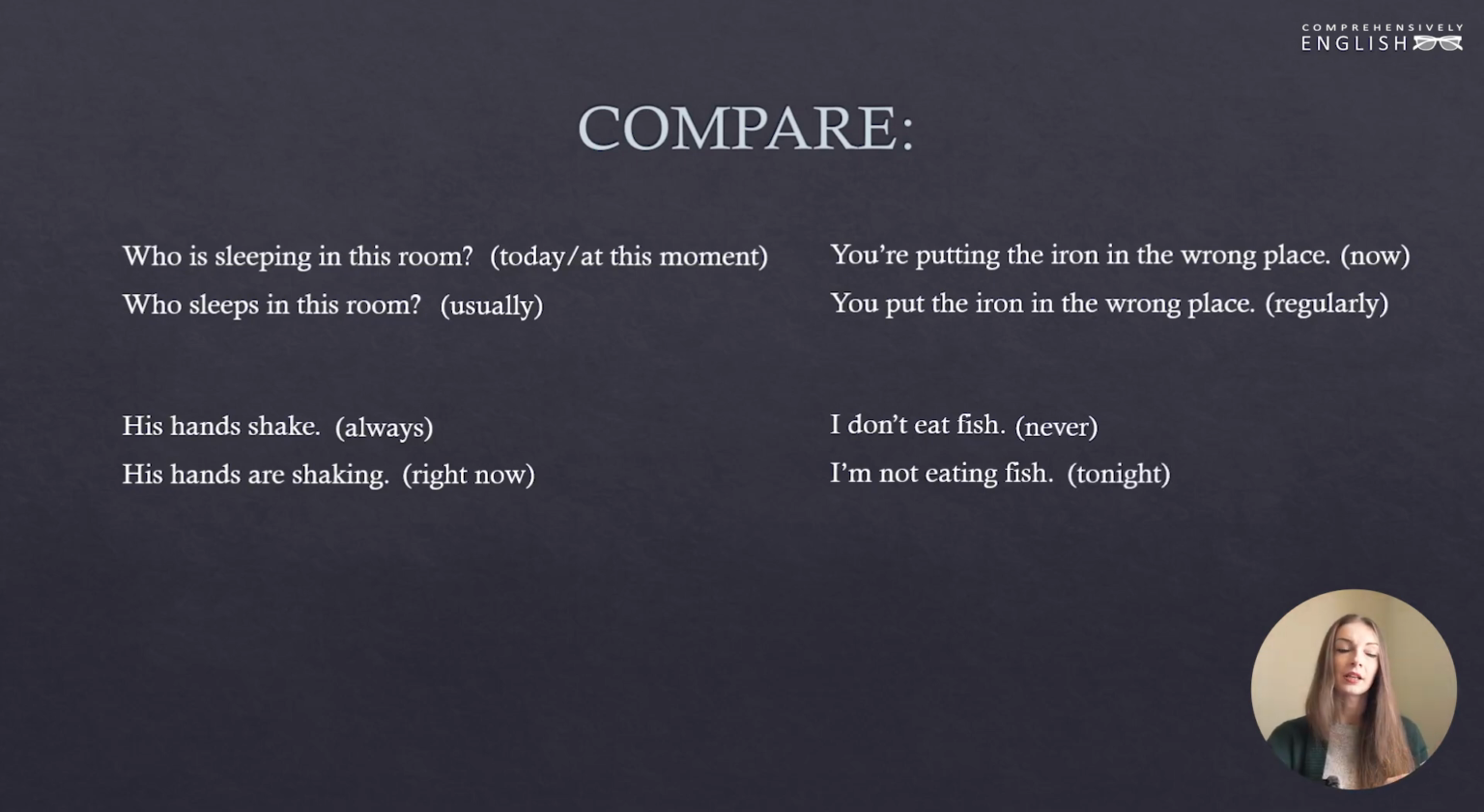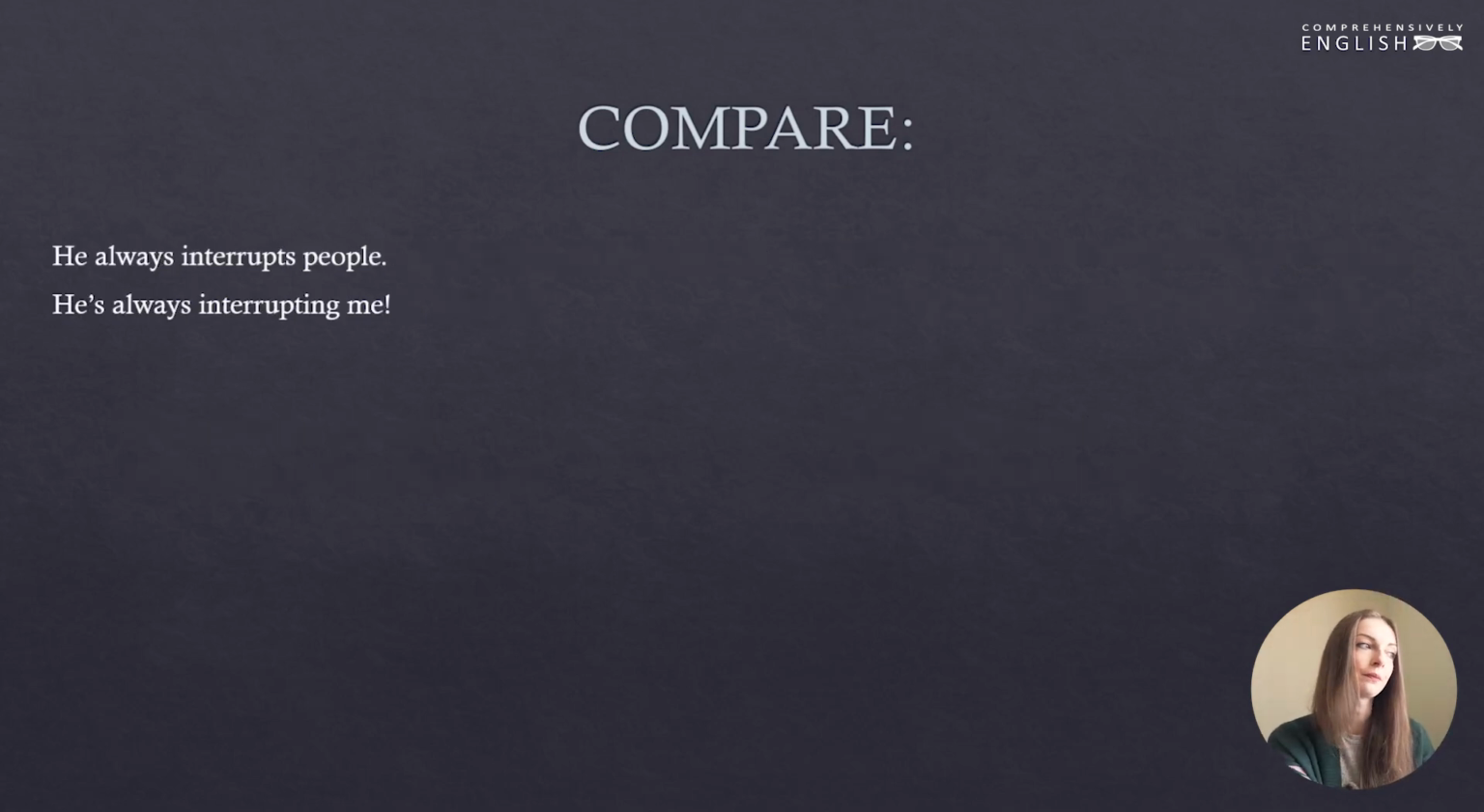Here we compared temporary situations with permanent situations. That is, we actually compared the present progressive tense with the present simple tense. Temporary versus permanent. Now let's look at some different situations in which you will use the present progressive tense. He always interrupts people and he's always interrupting me. You see that we use always in both cases, but we use different tenses. Why do we do that?